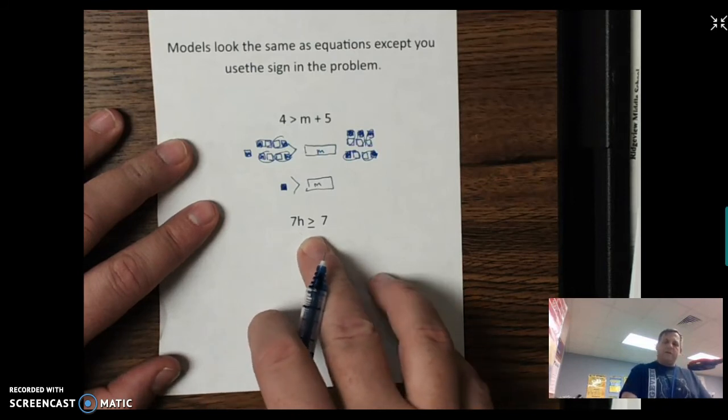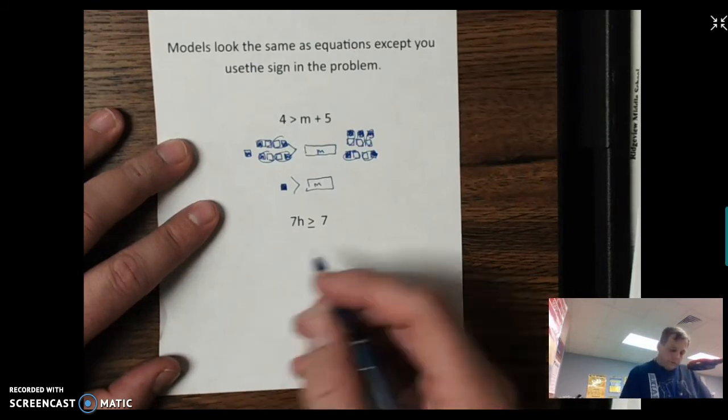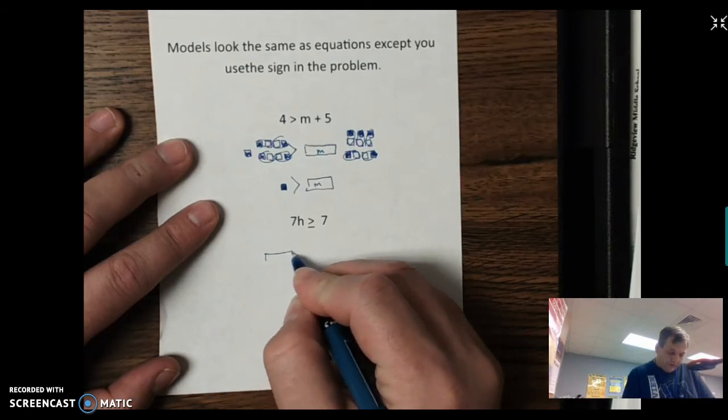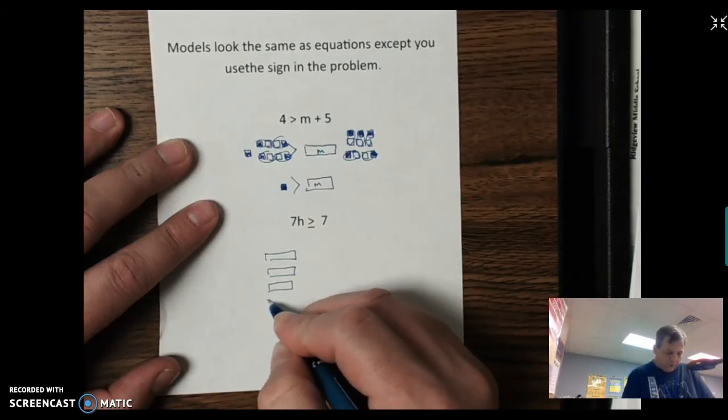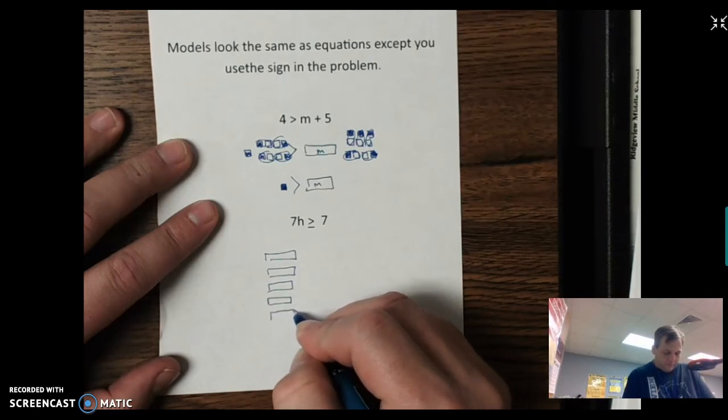Okay. Then we look at the next one. 7h is greater than or equal to 7. So I have 7 rectangles, which are all h because that's my variable.